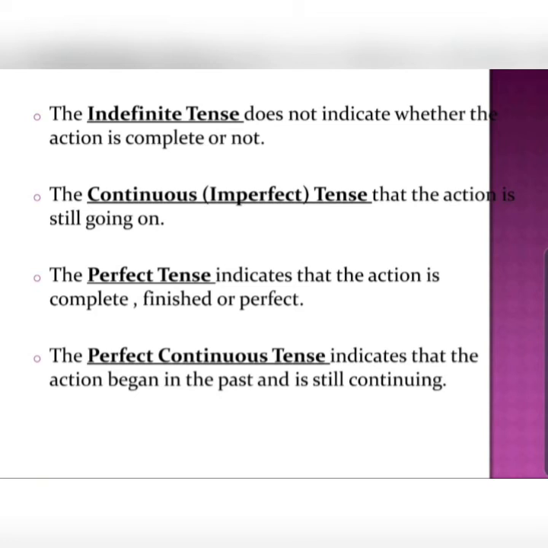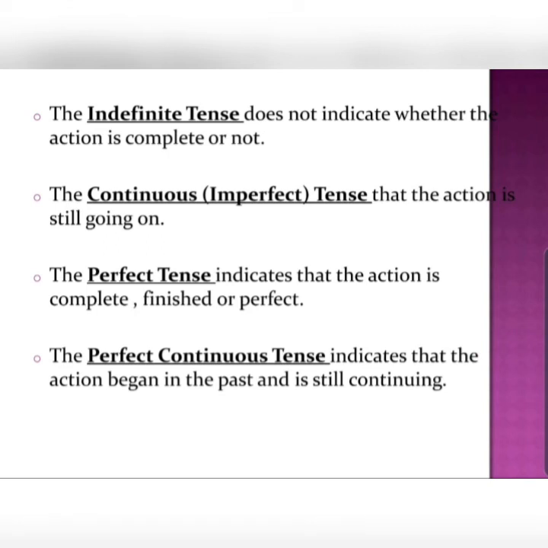Now let's see the meaning of these four different forms. Okay, the indefinite tense. The indefinite means it is not definite, so it will not indicate whether the action is complete or not. It will just show the action is happening. That's all. So it can be present indefinite or past indefinite or future indefinite. It can be used in any of the three, but doesn't indicate whether the action is complete or not.